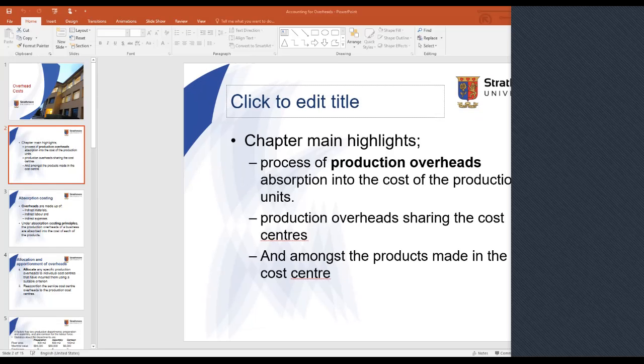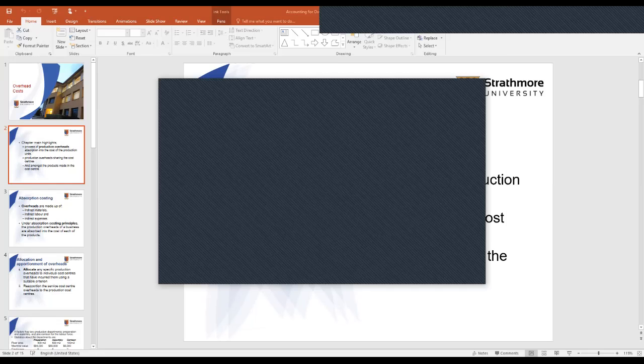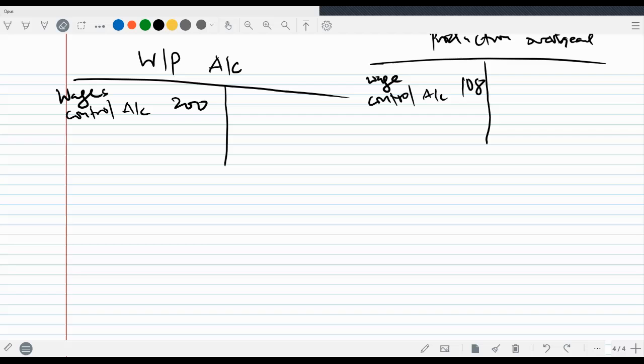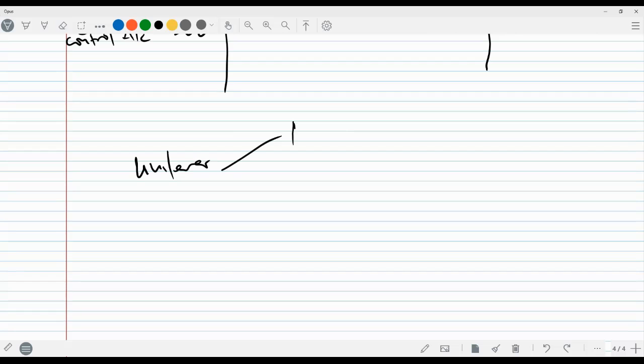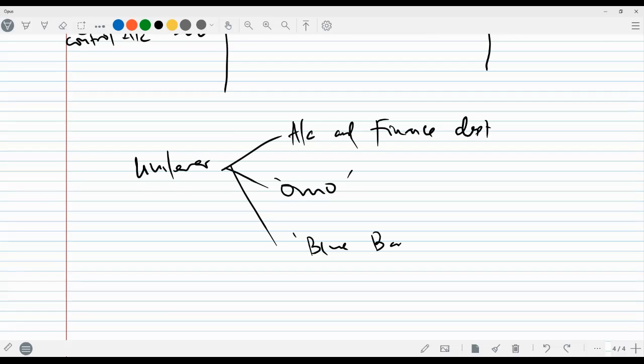Okay, let's just do the case of Unilever, where they have more than one production department. So here, this is Unilever, and we have the accounting and finance department. We have the Omo department, and we have the Blue Band department.